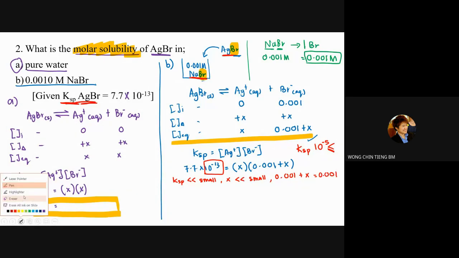Yang kita akan buat assumption guys is over here. Alright, yang ni adalah tempat kita akan buat assumption. And then your mathematics tiba-tiba akan jadi senang daripada kuadratik. Kamu hanya akan tinggal satu X. 7.7 darab 10 kuasa negatif 13 sama dengan X darab dengan 0.001. Betul? Boleh dapat X?